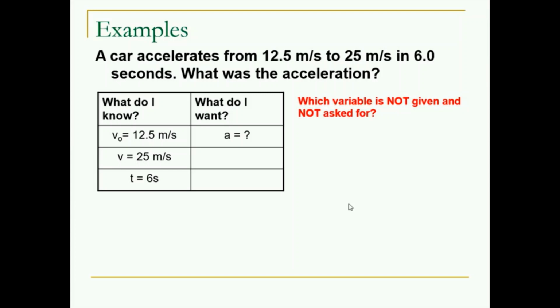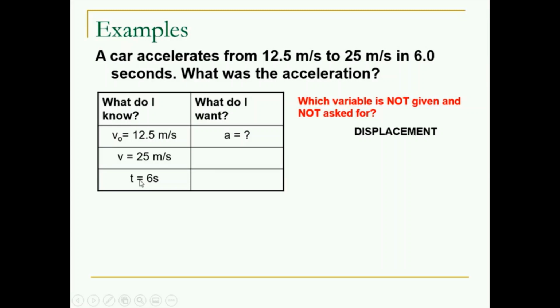All right, another example. We're going to try to see in this one if we can figure out what the acceleration of this vehicle is. So I wrote down the initial velocity of 12.5 meters per second, final velocity of 25 meters per second, and then the amount of time, 6 seconds. So what do I want to solve for? I want to solve for acceleration. So if I'm looking at this, I'm like, well, what do I not have in this equation? I don't have displacement anywhere. I do have velocity initial, velocity final, and time.